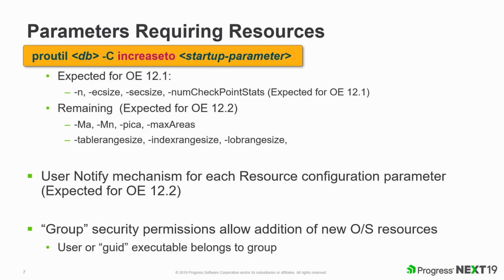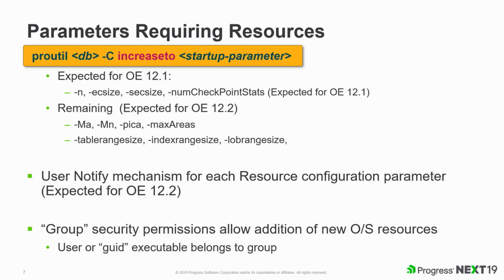There are parameters that require resources in order to modify, right? And in order to change those, you do those through this increase to option of ProUtil. And when I say they require more resources, often they need to have additional shared memory segments because you're growing the size of things. We already support a bunch of things through this mechanism like -B, -L, those types of things. But there's a bunch that we don't.